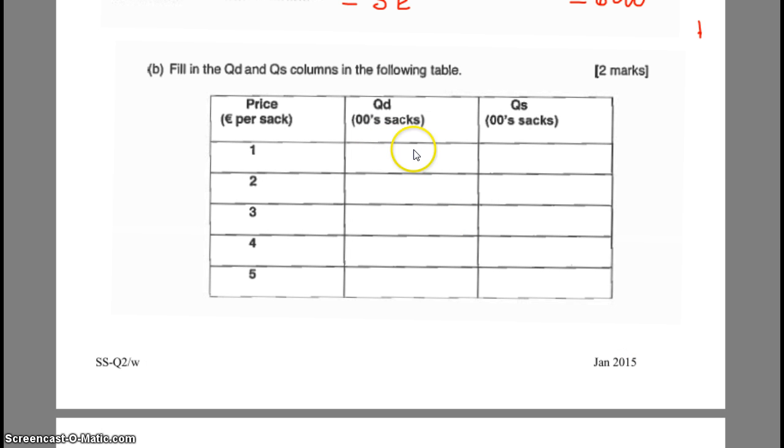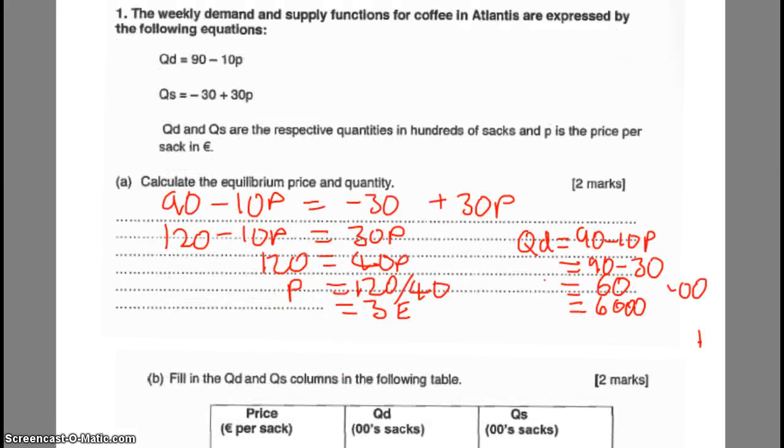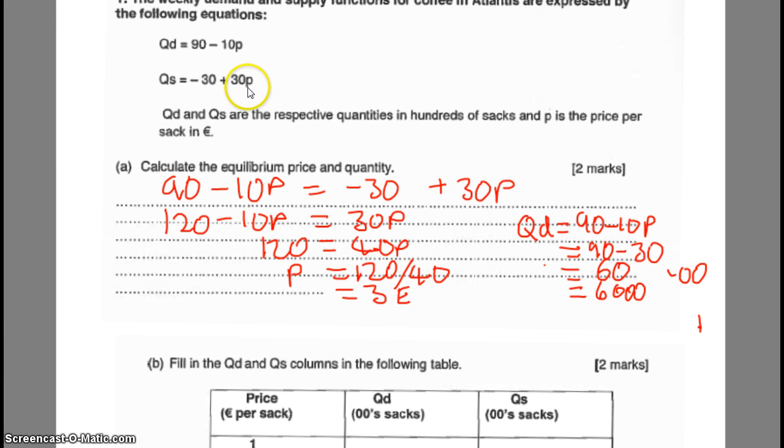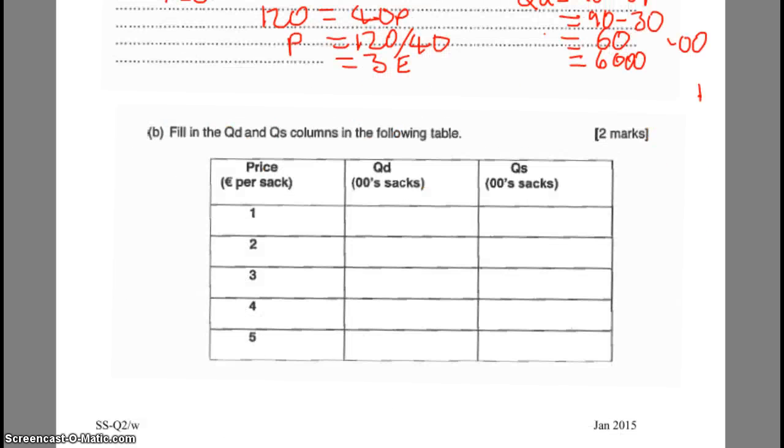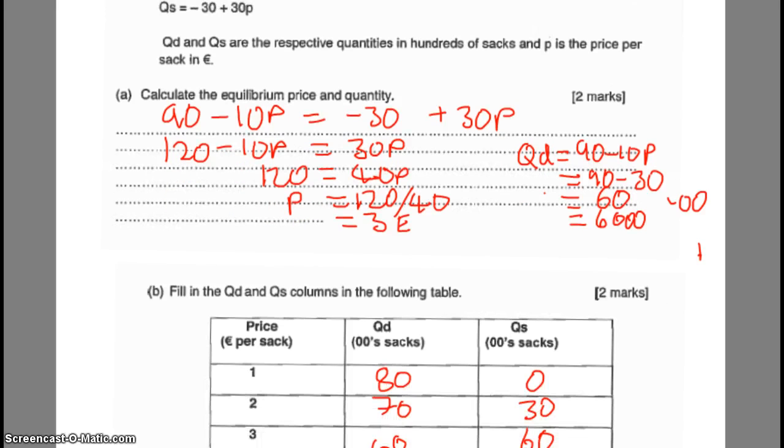Okay, the second question, fairly simple again. All we need to do is use the formulas we've got up here: QD equals 90 minus 10p and QS equals minus 30 plus 30p, and then we just substitute those in there. So that would be 80, 70, 60, 50 and 40, and this would be 0, 30, 60, 90, 120.